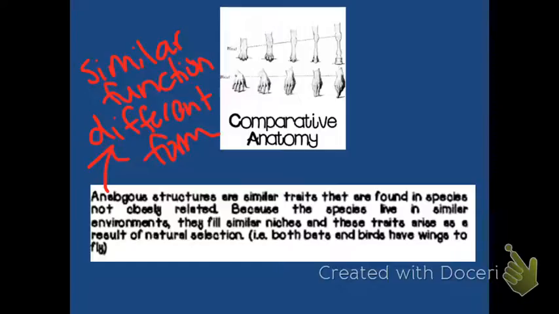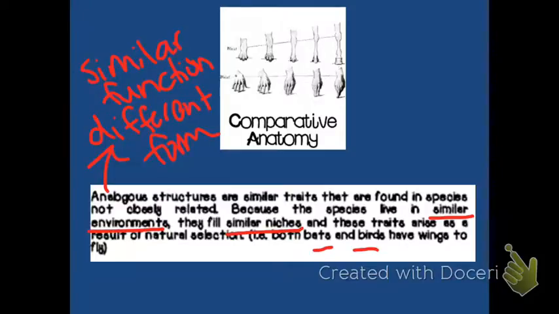And so this is because the species live in similar environments, and so they evolve similarly because of the niches that they live in and the traits that arise due to natural selection. So for instance, if you look at bats and birds, they both have wings to fly, but the shape and the structure of their wings are very different. Again, if you compare a bird to an insect that flies, their wing structures are going to be very different, but they're both giving that organism the ability to fly. So again, similar function, but a different form.